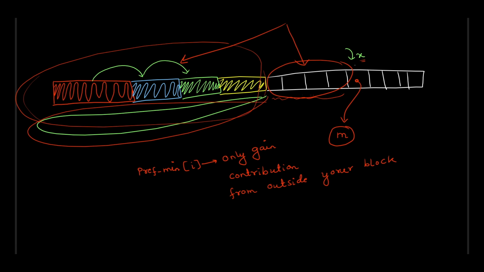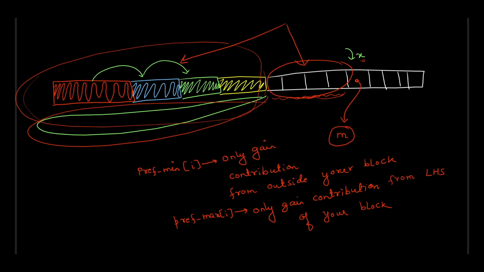Why? Because this minima is of course smaller than everything that is greater but to its left. But if you select prefix maxima, you have to give up this entire thing, right? So if you select prefix maxima of I, then you can only gain contribution from your block, right? Only gain contribution from your block, and not just your block, only the left hand side elements of your block. Only gain contribution from LHS of your block.